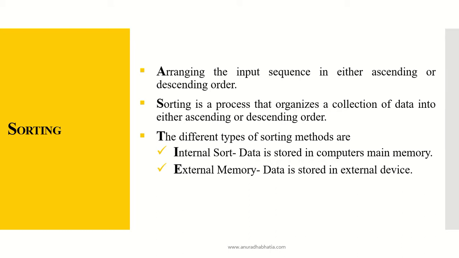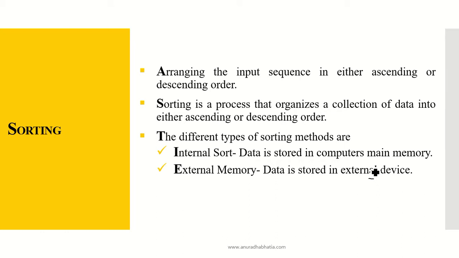The different types of sorting methods are internal sort and external sort. External sort is with external memory. Internal sort is where data is stored in the computer's main memory, and in external memory, data is stored on external devices. That is where the difference between internal and external sort lies.